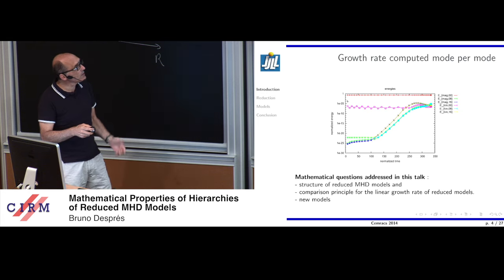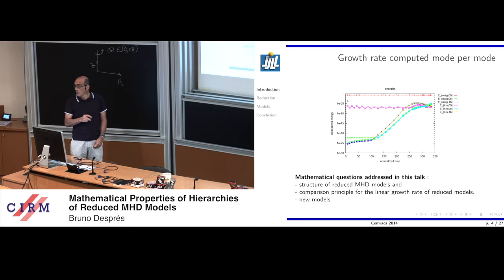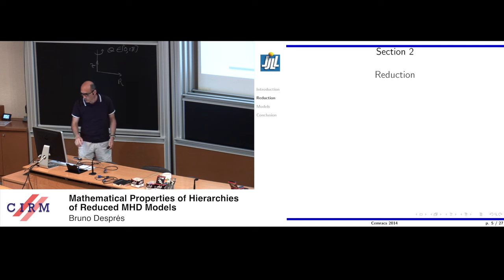Okay. So the mathematical questions which are addressed in this talk: can we understand the structure of these reduced MHD models? Can we, once we have understood the structure, design a comparison principle for the linear growth rate of perturbation for such models? And also, can we design perhaps a new model or play with the model to see what we can do?